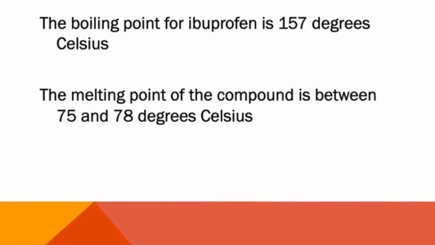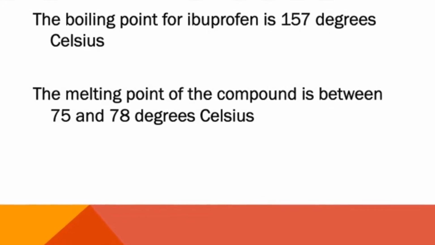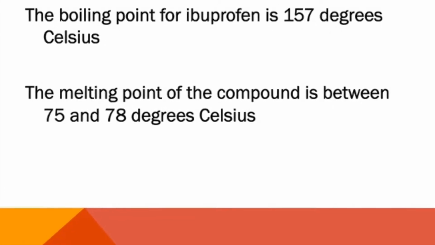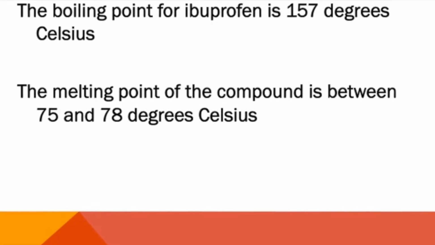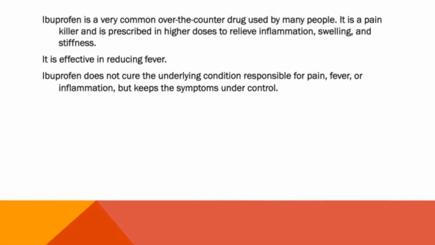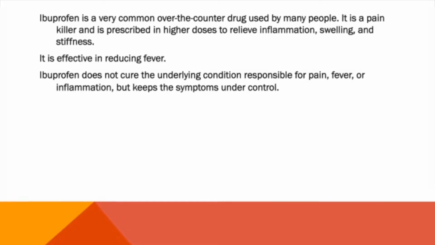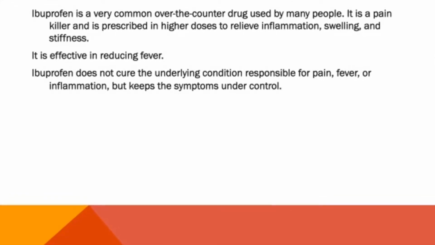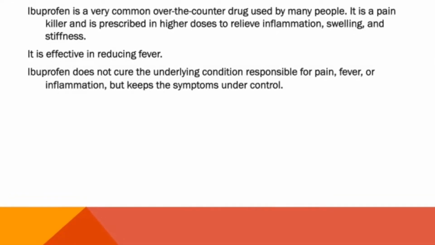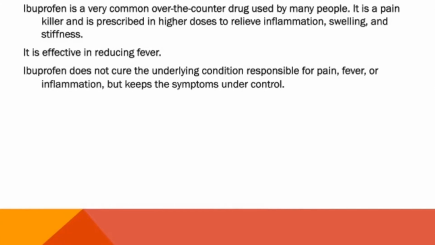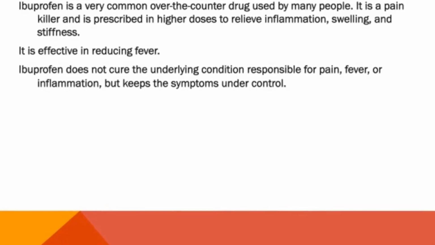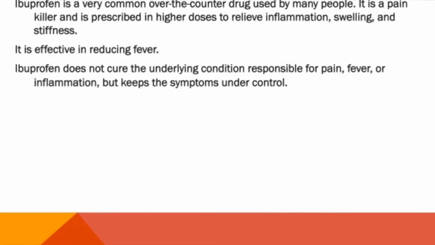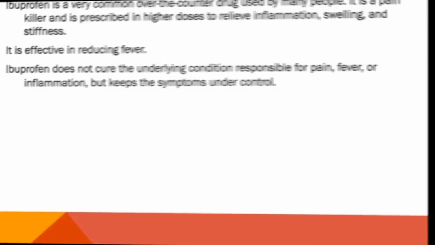The boiling point for ibuprofen is 157 degrees Celsius. The melting point of the compound is between 75 and 78 degrees Celsius. Ibuprofen is a very common over-the-counter drug used by many people. It is a painkiller and is prescribed in higher doses to relieve inflammation, swelling, and stiffness, and is also effective in reducing fever. Ibuprofen does not cure the underlying condition responsible for pain, fever, or inflammation, but it does help to keep the symptoms under control.